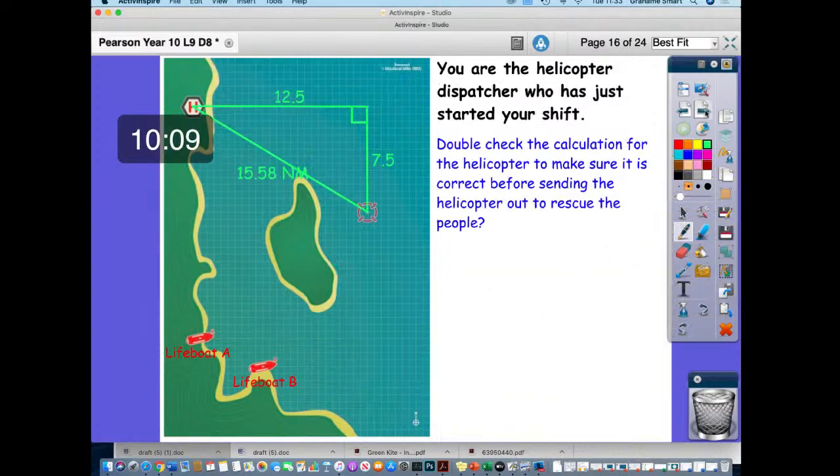Okay, this is another one, slightly different. This time we've brought the helicopter into play. So you're the helicopter dispatcher this time. But you've just started your shift, so you've taken over from somebody else. Somebody else has already done this calculation. This is their calculation, and I need you to check this calculation to see if it holds. So they've done the calculation, and I need you to double check that calculation before you send the helicopter out. Is this calculation accurate?